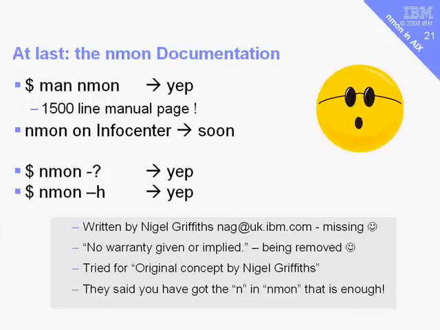The older version used to have written by Nigel Griffiths and no warranty given or implied, and of course those are being removed because I'm not the writer anymore, and you can't get away with things like that in proper AIX commands. I tried to get them to put in the original concept by Nigel Griffiths, but they said no about that. They said, the developers, that I got the N in nmon, and that's as good as it gets. So maybe on my gravestone I'll put Nigel Griffiths, he's the N in nmon.